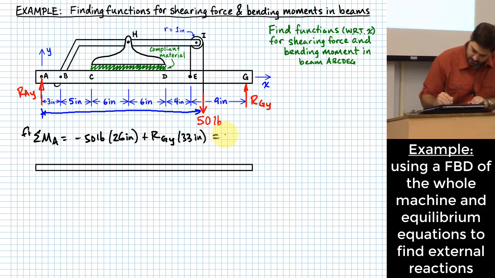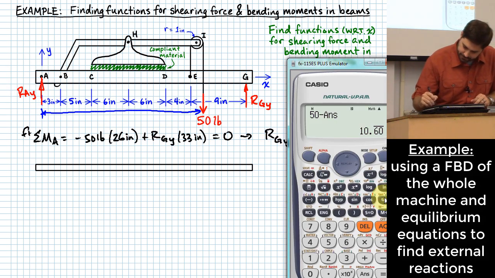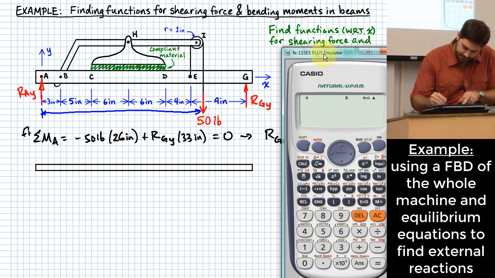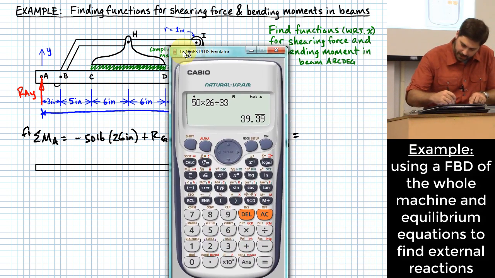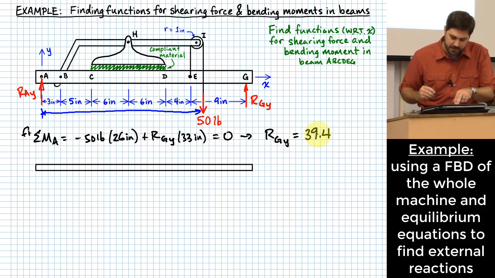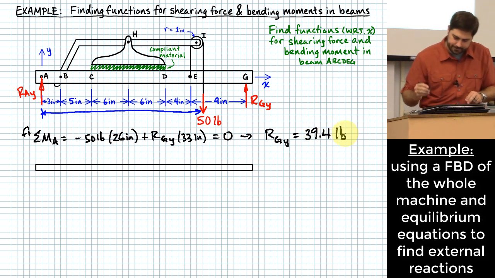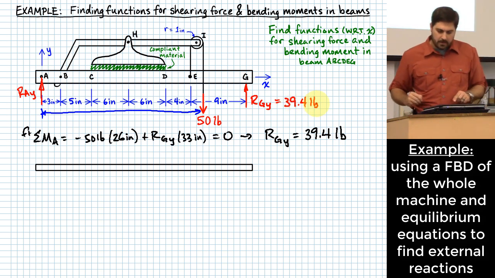All right. This is equal to 0, and I can solve for this to find RGY. RGY just ends up being 50 times 26 divided by 33. 39.4, we'll say. Okay, units, pounds. So let me put that right here. 39.4 pounds. What's RAY?